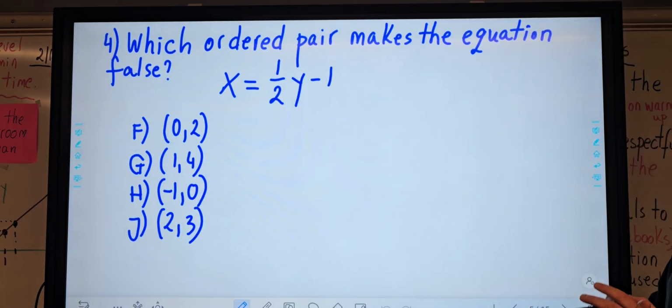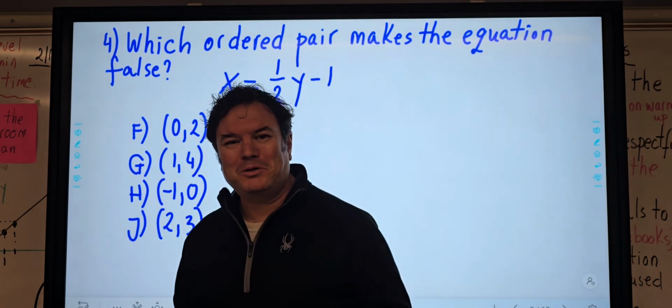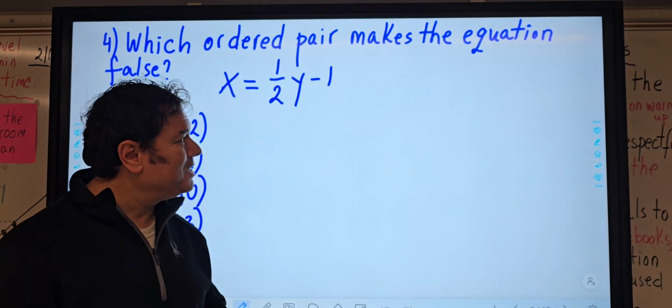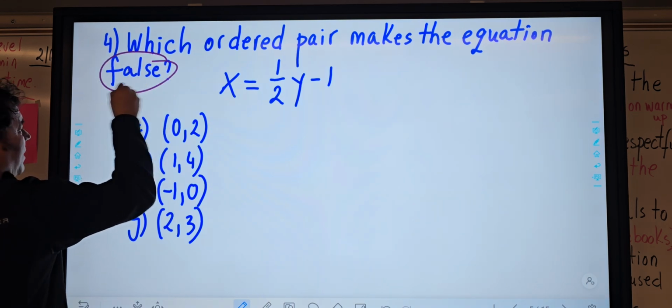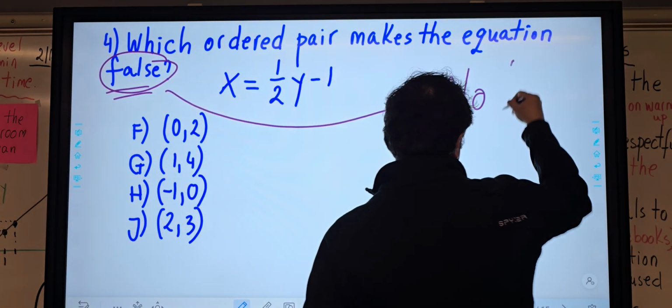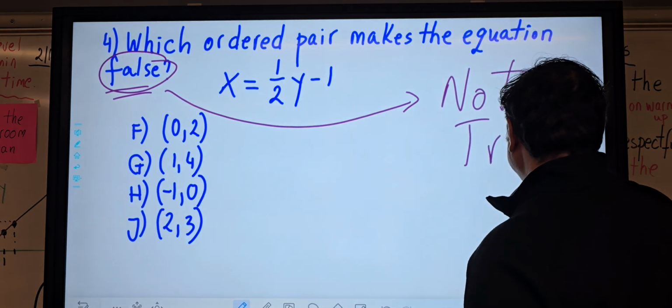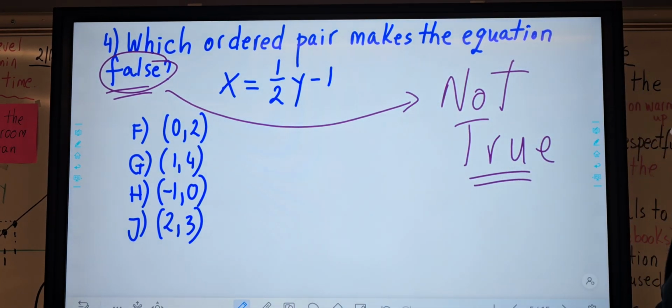Which ordered pair makes the equation false? Okay, be careful. Sometimes test questions are asking you for the false. False means not true. Not true, right? So we are looking for not true in this situation.